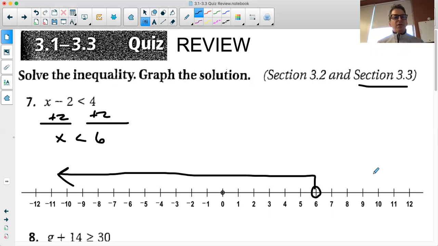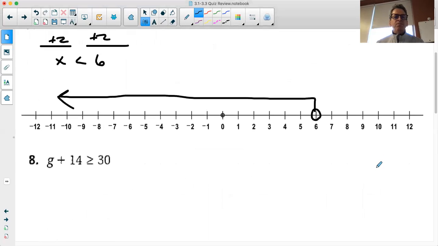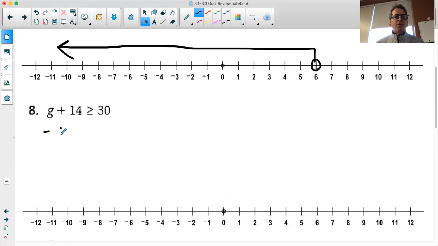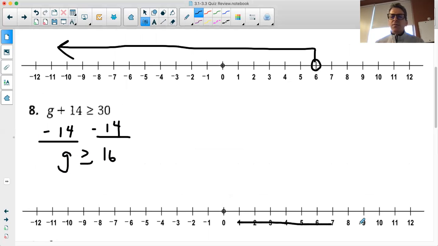Number 8, g plus 14 greater than or equal to 30. So we're undoing the adding of 14 by subtracting it. We're going to subtract 14 from the left side of the inequality and the right side of the inequality. That gives us g is greater than or equal to 30 minus 14 is 16. So I don't have 16 on here, so we're going to have to improvise here. We're going to go this way. We'll go values of 2. So kind of just take these out here.